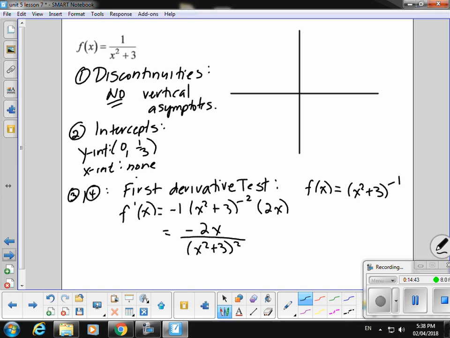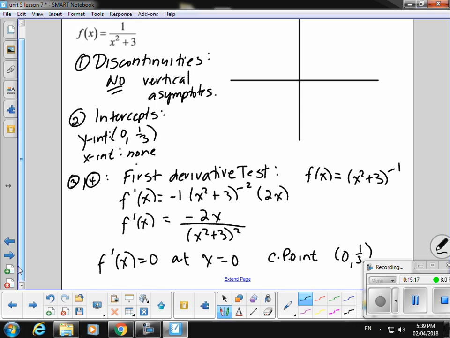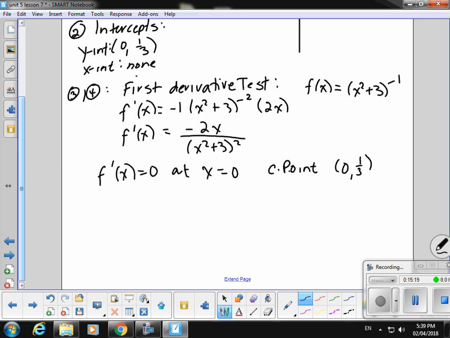That's my first derivative. I want to know when it is 0 or when it is undefined. It is 0 at x equals 0. It is not undefined anywhere. So we have a critical point, and the point is actually 0, 1/3. We already had that one. So that is a critical point. I am going to set up a cute little table.